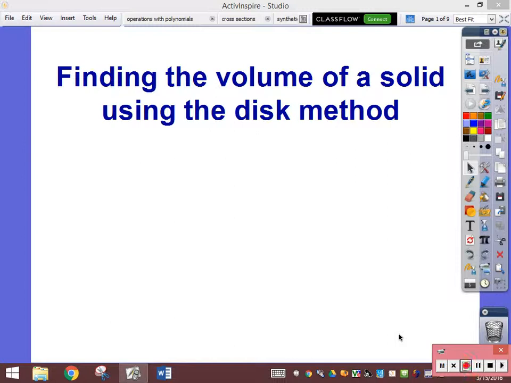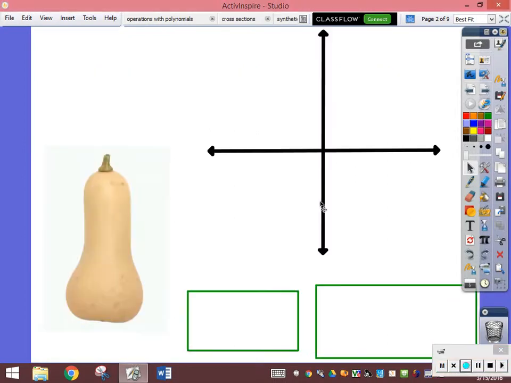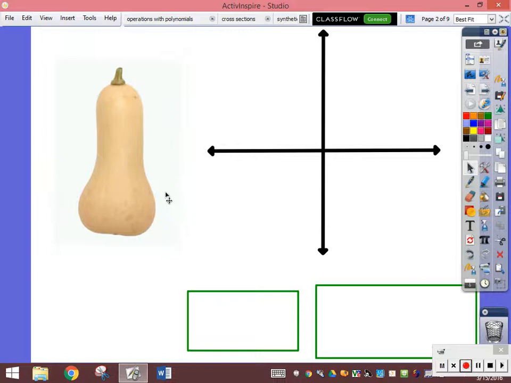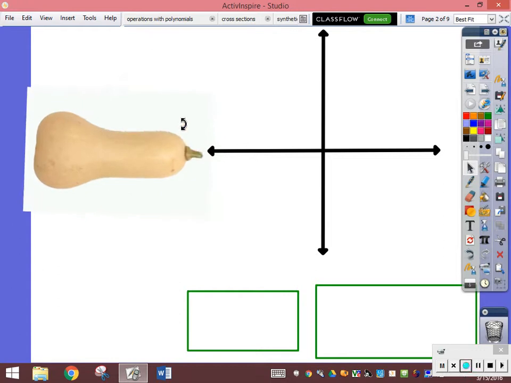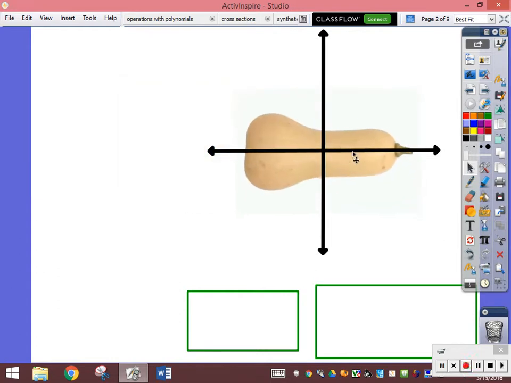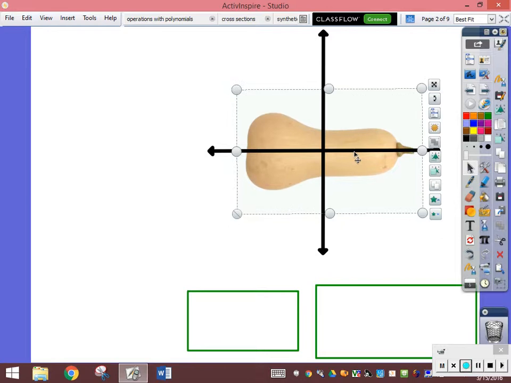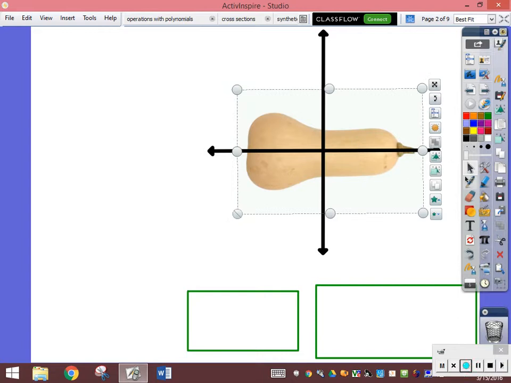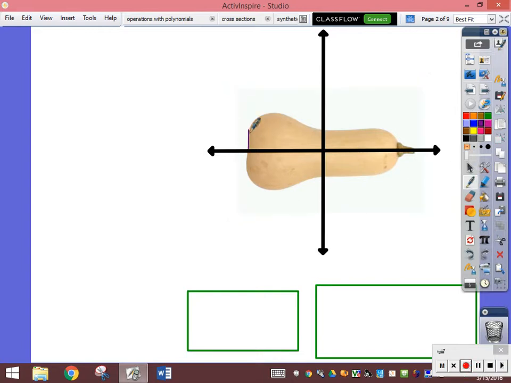So I think what helps with this concept is a visual. So we're going to look at a butternut squash. It's a solid that has an unusual shape that we don't have a volume formula for. And let's say for whatever reason we want to find the volume of the butternut squash. So if you look at it, place it on its side and place it on the coordinate plane, you can somehow split it in half. It's not perfectly symmetrical, but it's close enough. And then you could just trace the outline or the outer edge of the butternut squash on the coordinate plane.